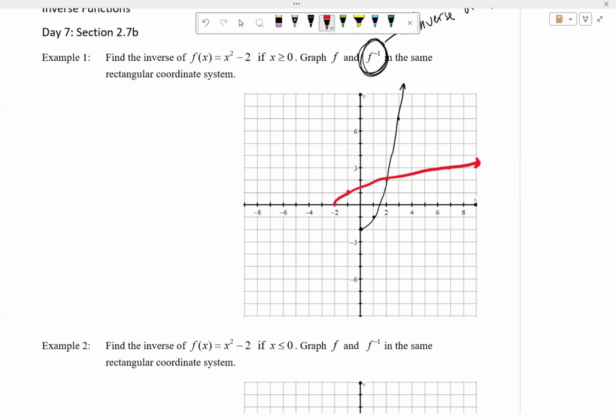I want to know your thoughts. Dan, do you know what the function is? The red one? Any idea? We started with the square root of x, but it's been moved a little bit. Yeah, let's see if some other people have ideas. Raquel, do you have an idea? What is that red function?